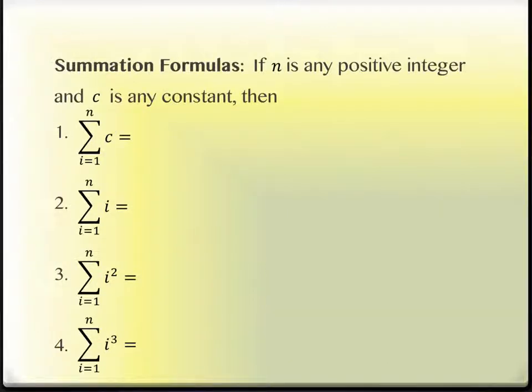Some of them are very simple to see why they should work. The first one is an example of that. If I add a constant to itself n times, what operation is that really known as? If I add 5 plus 5 plus 5 plus 5 plus 5 plus 5, 15 times, how could you do that faster?